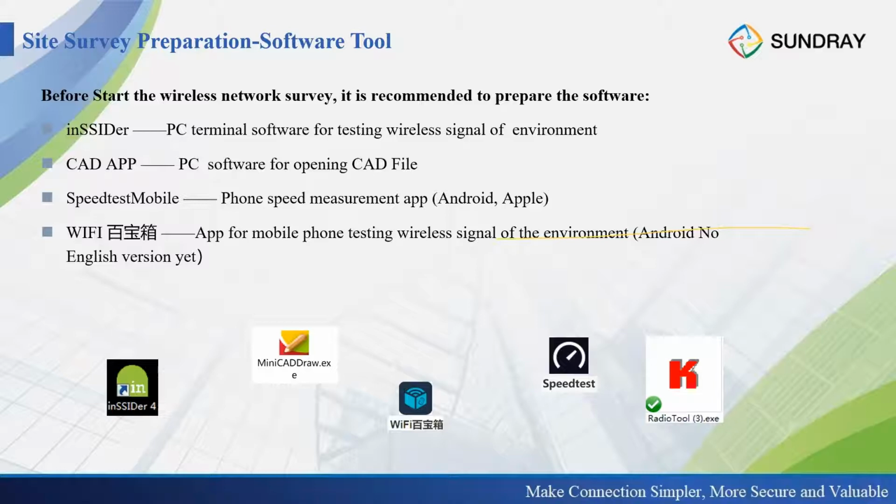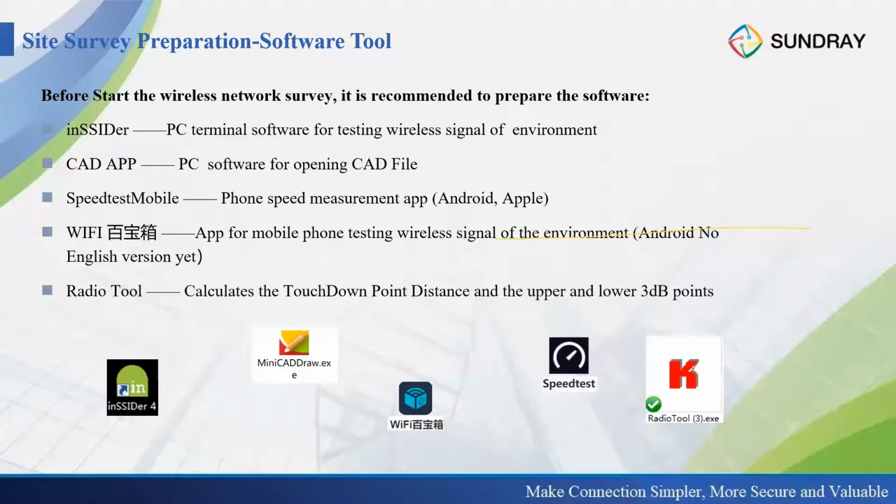and also Wi-Fi testers. Here I use the Chinese version because this app is developed by Sundray, but there is no English version yet. So you can use other apps. But if you can understand Chinese, you can download this app from the app stores, just using the Chinese version. In the future, we will have an English version. And also the radio tool.